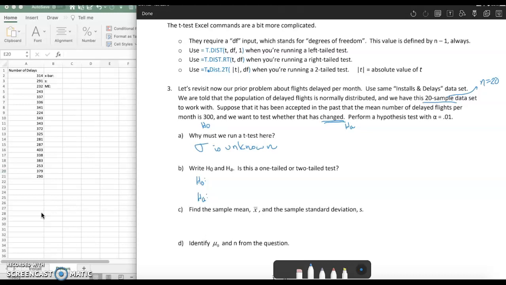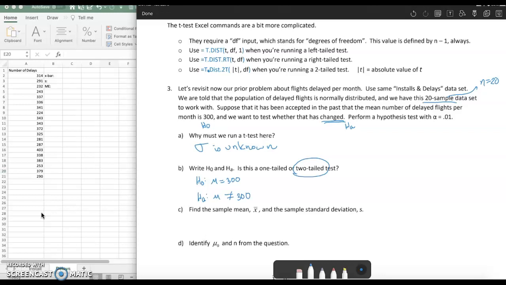We have been told that the accepted value in the past of the mean number of delayed flights per month was 300. So that's our null, that mu is equal to 300. And we are hypothesizing that it has changed from 300. So mu not equal to 300. We have no direction on this one. We do not care that it has gone up or down. We're just saying, has it changed at all from 300? So a two-tailed test in this case.